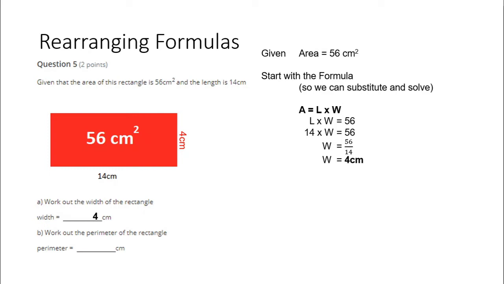Now the perimeter of this shape is the sum of all its outer sides. That's going to be 2 of these lengths plus 2 of these widths. So 2 times 14 plus 2 times 4. That's 28 plus 8, which is 36 centimeters.